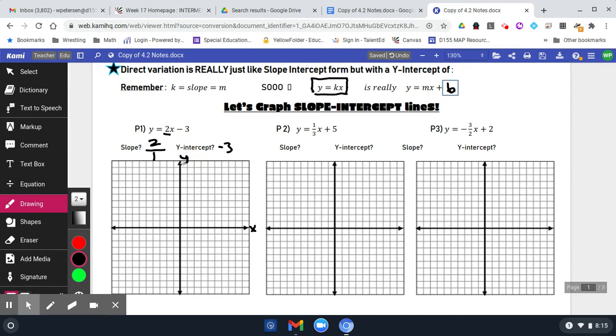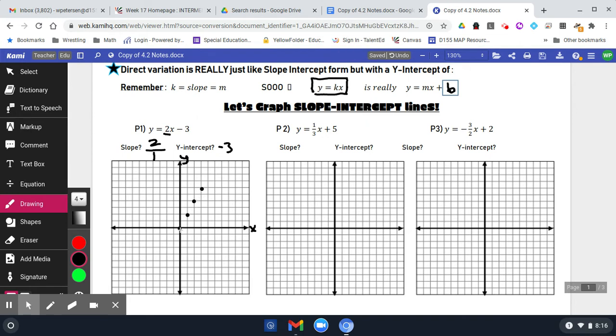All right. So now, yesterday, we always started at 0, 0. Okay? So whenever we had our point, I had you guys start right here, and you went up 2 over 1, up 2 over 1, up 2 over 1. So that's what we did yesterday. And then we created our line.